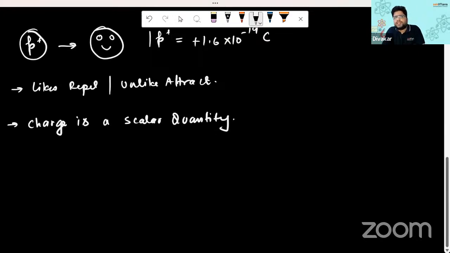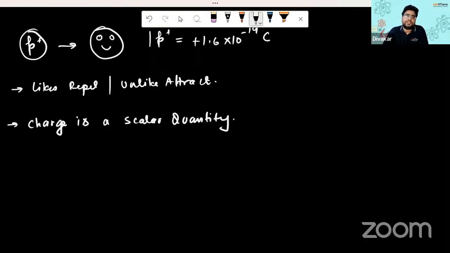Now, what do you mean by charge is a scalar quantity? If I tell you that you have to go to a certain shop in order to buy some clothes for you. If I tell you that shop is 2 kilometers away from here, you may be able to reach there, you may not be able to reach there if I don't give correct directions. That goes straight for 1 kilometer, take a right, and then you'll be able to reach there.